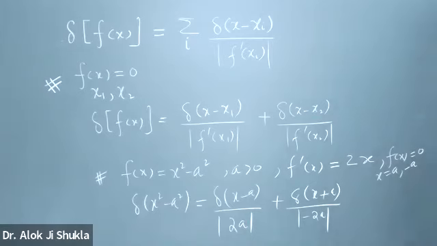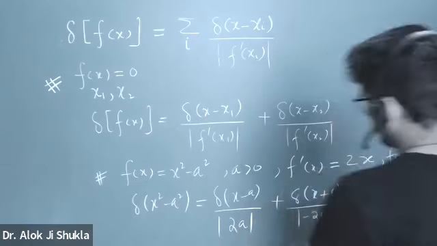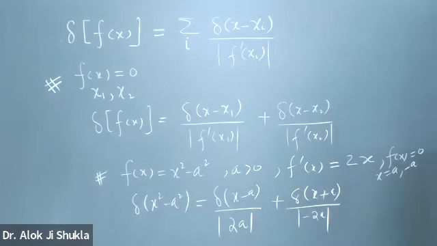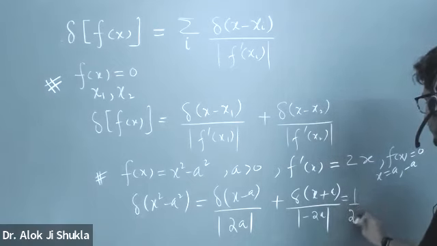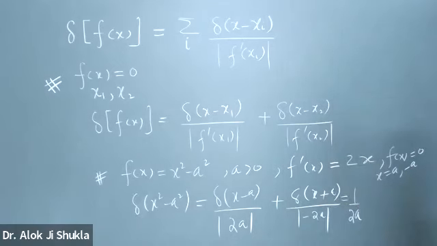Yes or no? Since a is a positive number, this is equal to 1 over 2a, otherwise I would have to take the mod of it. This will become delta function x minus a plus delta function x plus a. This is the answer.